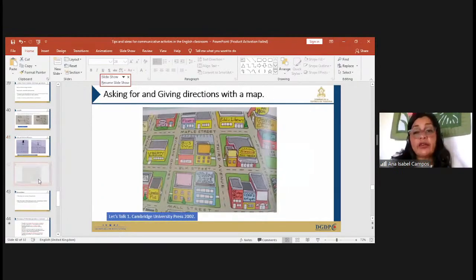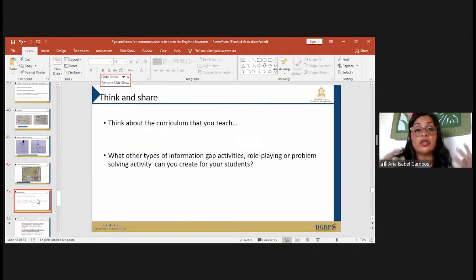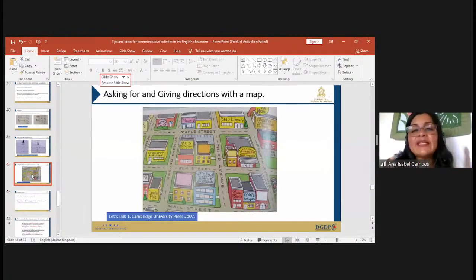Maps are also very useful for giving directions, because I can say I am here and I need to go to the Liberty Bookstore. How can I get there? So they have to say, okay, walk 2 blocks on Maple Street, turn right or turn left on 2nd Avenue, and then Liberty Bookstore is on your left-hand side, for example. So that's another way in which they can talk. Here, we can personalize the maps to the places where they live, or to the city of San Pedro Sula or Tegucigalpa, so that it becomes real life.